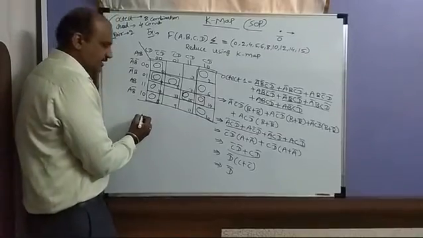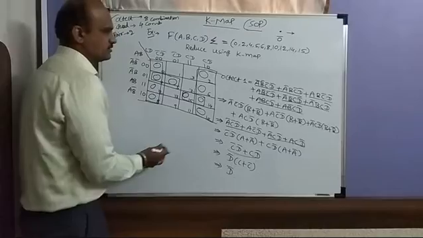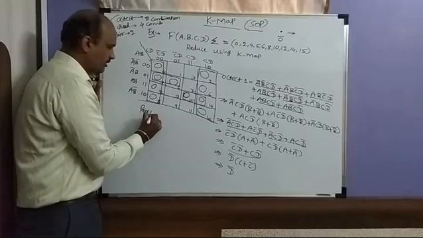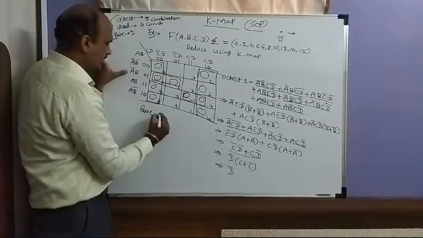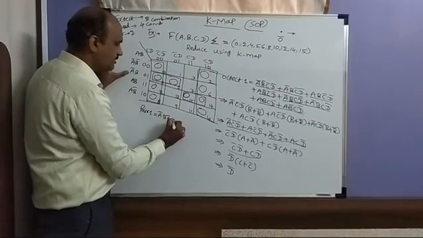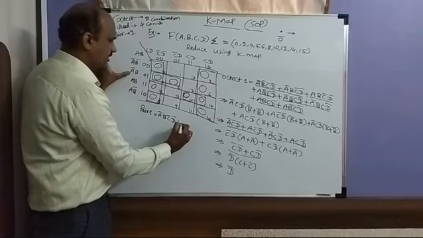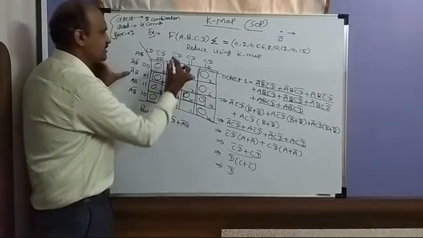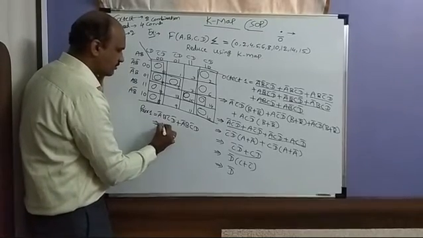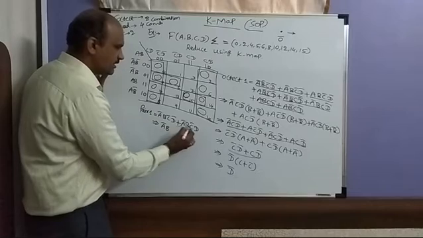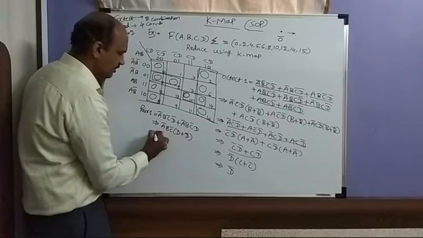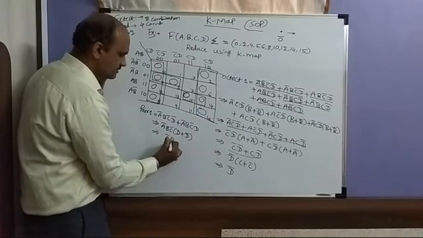Next, the second one we have to do, that is the pairs. Pair 1: I will take these two. A bar, B, C bar, D bar plus this one, A bar, B, C bar, D. So take the common: A bar is common, B is common, and C bar is common. Remained is D plus D bar. So whatever remained is A bar, B, C bar.